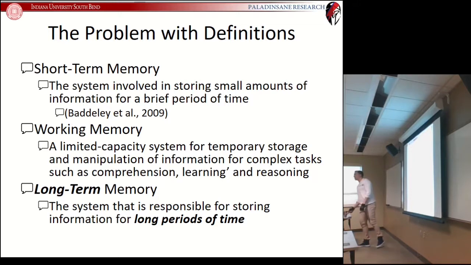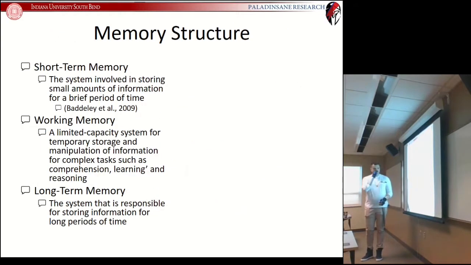Always take a look at the definitions that you're working with and ask yourself, are they circular? Do they actually provide information? And most importantly, with memory, is there evidence for these different systems? As we're going to see, there actually is evidence for these systems. Well, let's turn to some of the different models of memory that incorporated the idea that we have these three different systems, that we have short-term memory, working memory, and long-term memory.